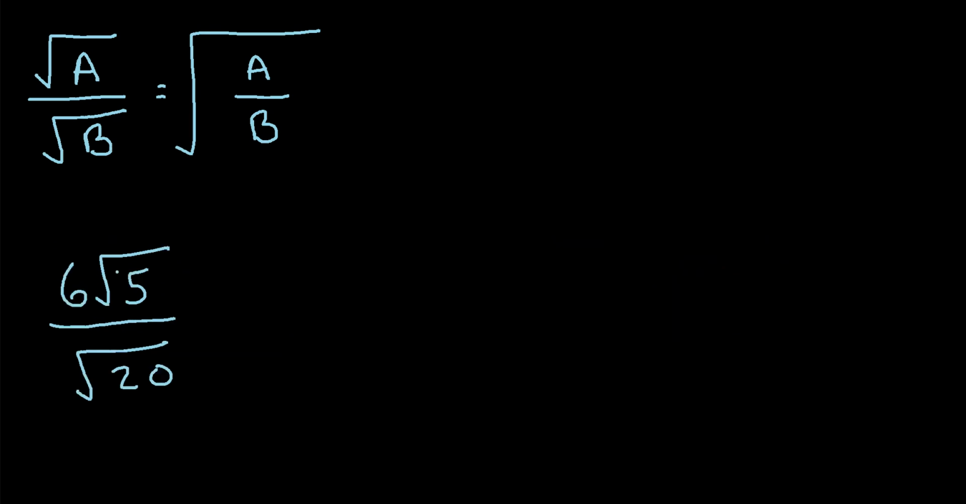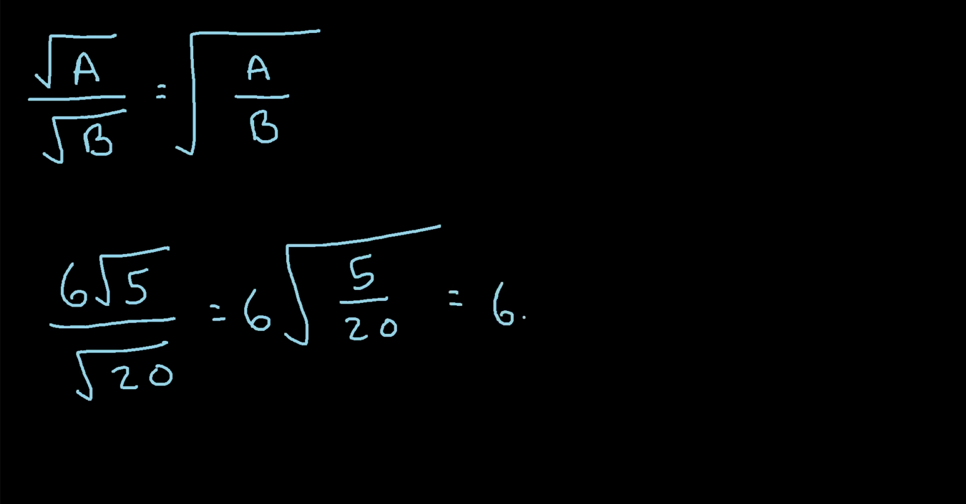Let's say we have 6 times the square root of 5 divided by the square root of 20. So this one's a little different because we have this 6 out front. But all we have to do is just pull it out front and say 6 times, remember the trick, the square root of 5 divided by 20. So 5 divided by 20 can be reduced to 1/4. So this is really 6 times the square root of 1/4.